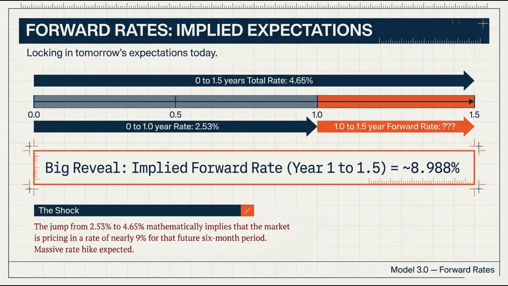Wait a minute, say that again? The current 1-year rate is 2.5%, the 1.5-year rate is 4.6%, and yet the forward rate, what the market is implying the 6-month rate will be 12 months from now, is nearly 9%. Yes, that is a massive implied rate hike. What does that mean? It means the market, as reflected by the current prices of just these four instruments, is expecting extremely steep short-term rate increases in the immediate future. If you were pricing a derivative contract, like a forward rate agreement, that locks in a borrowing rate for that future period, you'd be using this 8.988% rate. Exactly. We have just used today's prices to lock in tomorrow's expectations.